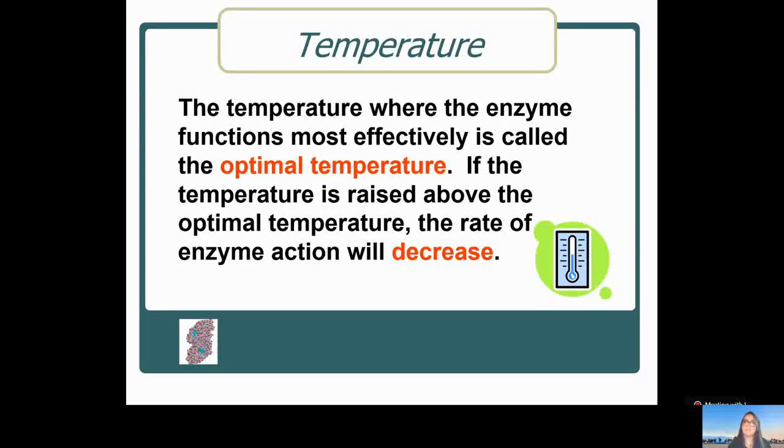The temperature is very important. There's something called an optimal temperature, and that is the exact temperature at which the enzyme will be able to decrease the activation energy. So if you go over that optimal temperature, the enzyme's activity will decrease. So we don't want to go over that optimal temperature. The optimal temperature is like the ideal temperature.